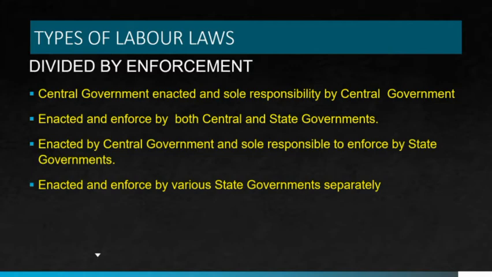First one is central government enacted and sole responsibility by the central government. So some acts are enacted by the central government and enforced by the central government only. Second one is enacted and enforced by both central and state government. In this context, both central and state government will enact and enforce the various labor legislations. Third one is enacted by central government and sole responsibility to enforce by the state governments. Some labor laws are enacted by the central government and the administration and enforcement of that act will be the responsibility of the state governments only.